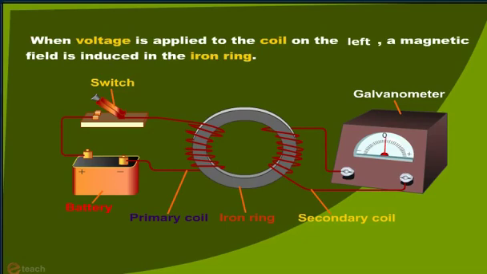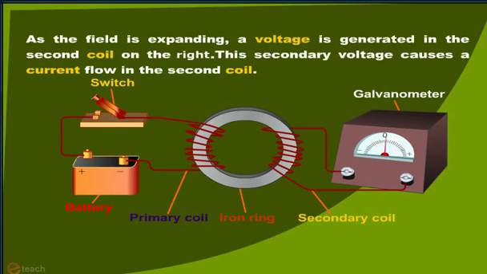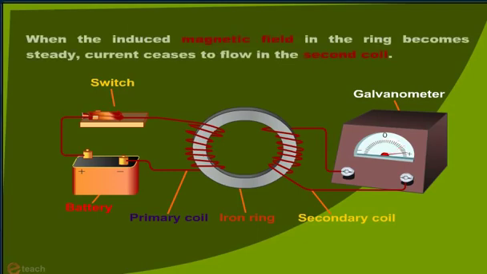When voltage is applied to the coil on the left, a magnetic field is induced in the iron ring. As the field is expanding, a voltage is generated in the second coil on the right. This secondary voltage causes a current flow in the second coil. This secondary current flow is in the opposite direction of the current flow of the first coil. When the induced magnetic field in the ring becomes steady, current ceases to flow in the second coil.